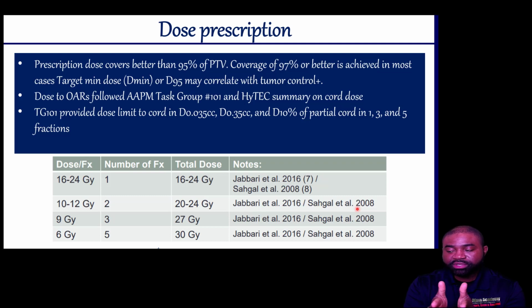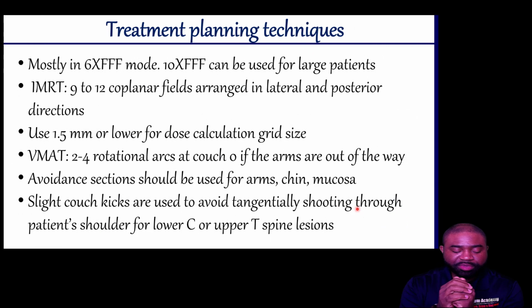In such cases, we could either use 9 times 3, or we could use 6 times 5, or maybe 12 times 2. And so the treatment planning technique that we use, mostly FFF beams are preferred in radiosurgery.